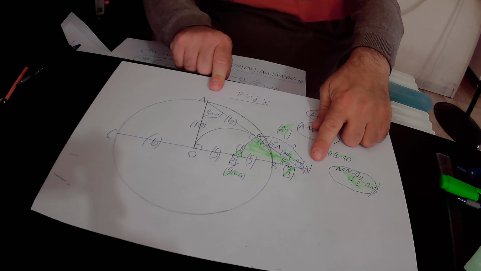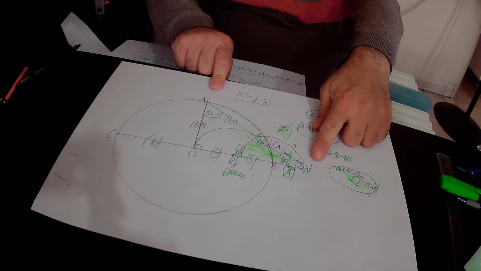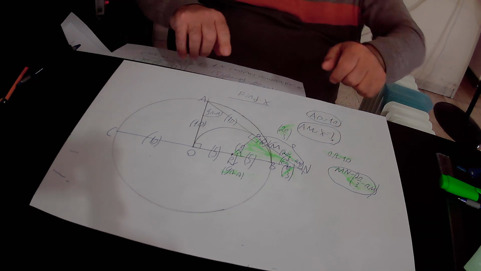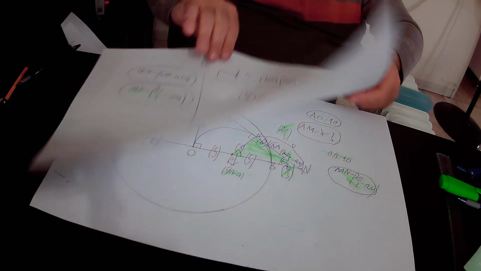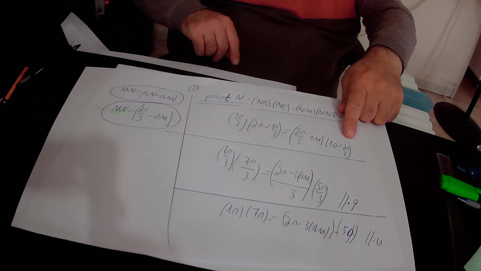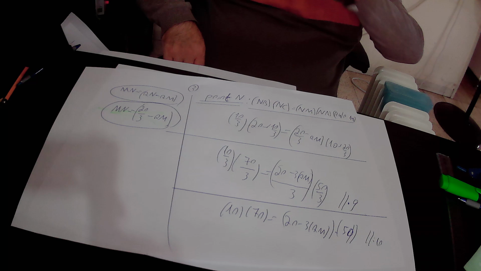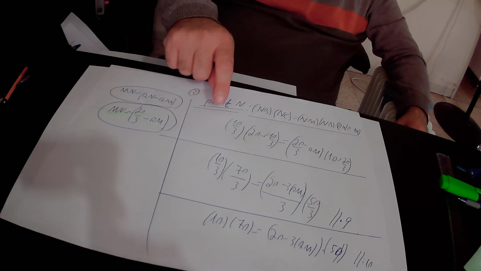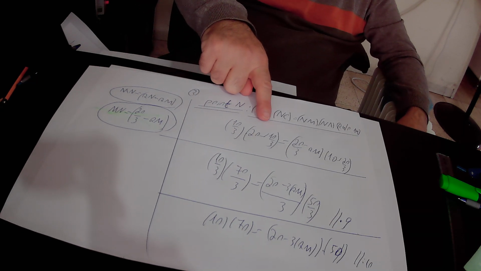NA in total equals AQ plus QN. AQ is 10 and QN is 20 over 3, so AN in total equals 10 plus 20 over 3. Repeat again, AN in total equals 10 plus 20 over 3. So here we have 10 over 3 times 20 plus 10 over 3.